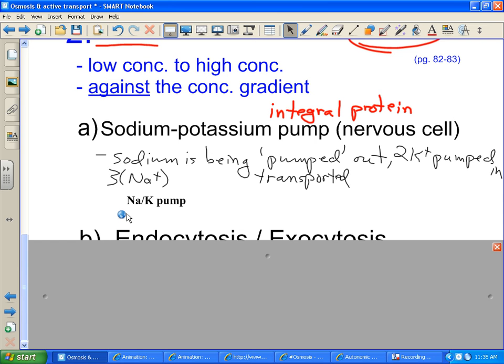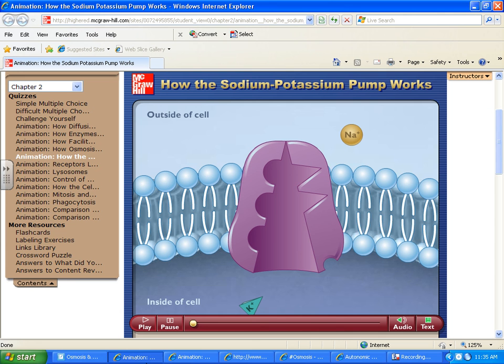3 sodiums. Is that a plus sign? Yeah? Okay. Because sodium's a cation. I'll just make sure I wrote it right. All right. The sodium-potassium pump is an active transport mechanism.